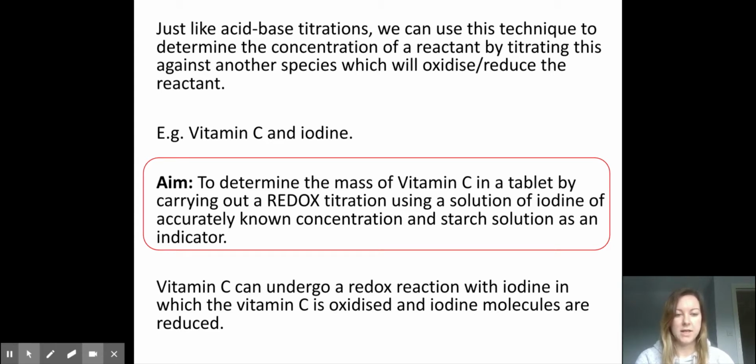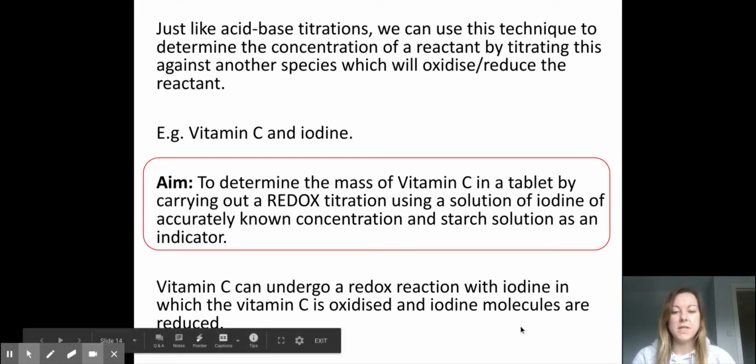solution as an indicator. So you do need to use an indicator just like you would in acid-base titrations, unless you are using something like potassium permanganate, which is purple and can be its own indicator. But for your vitamin C and iodine, as you know, the test for starch is to use iodine. That means we can use starch solution to indicate our end point of this titration.